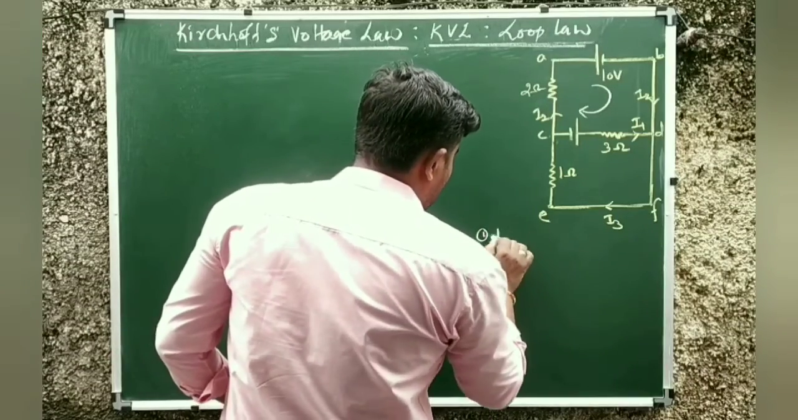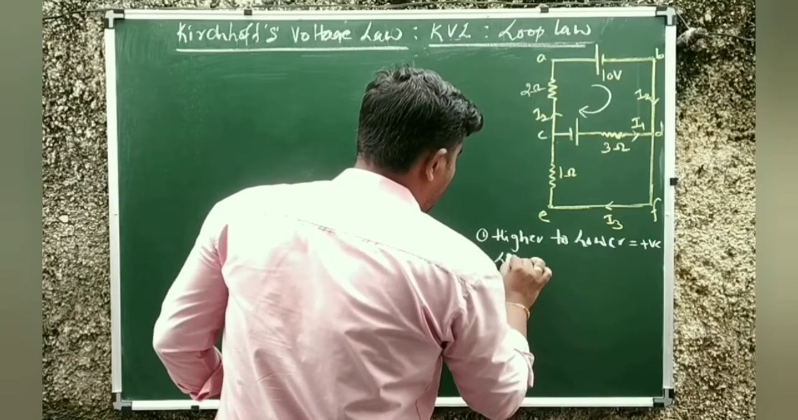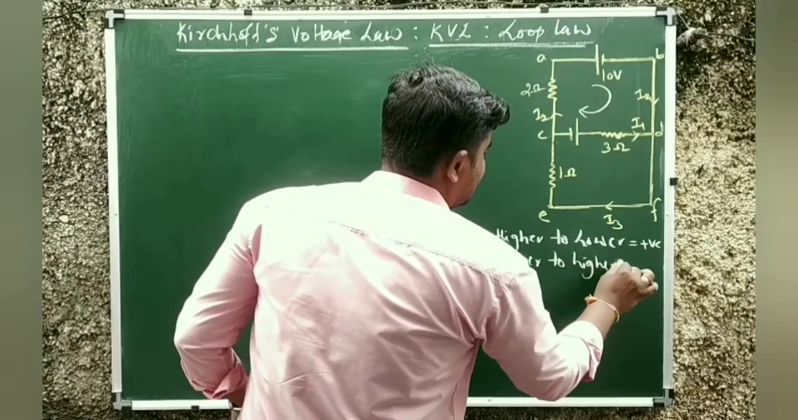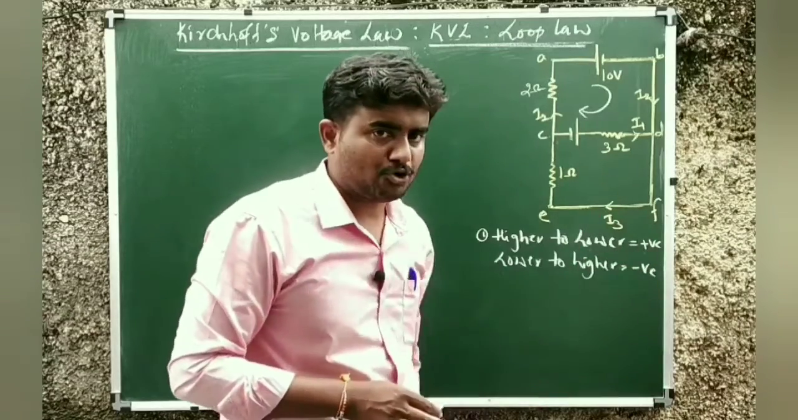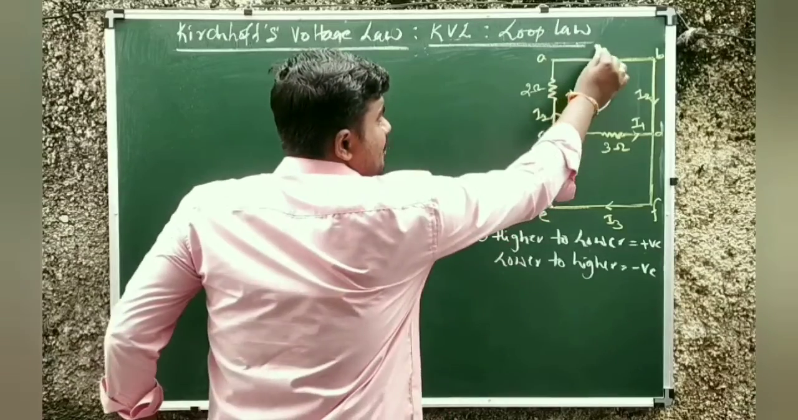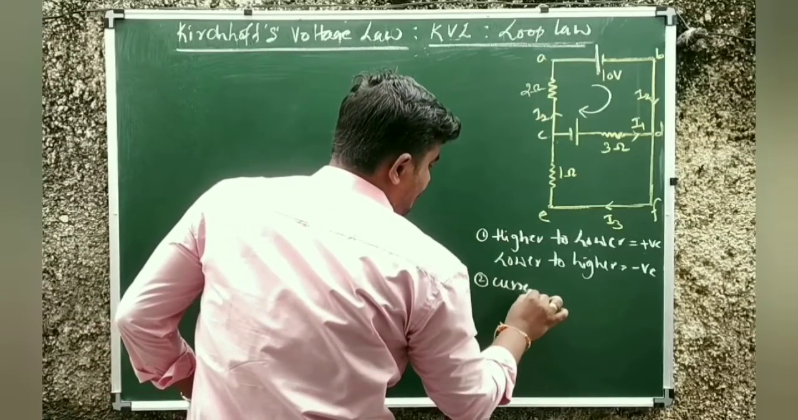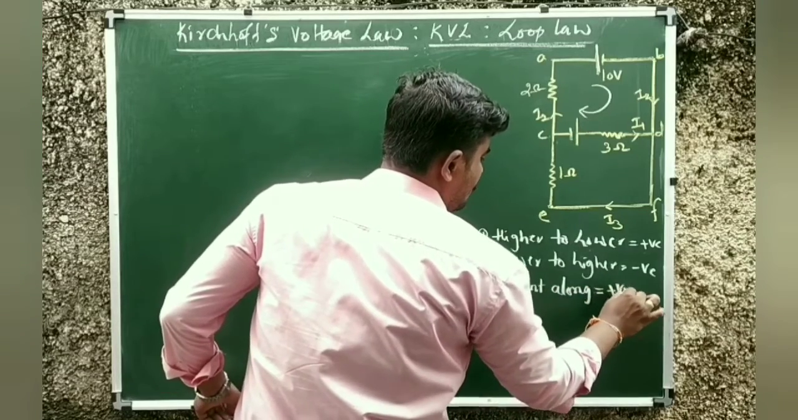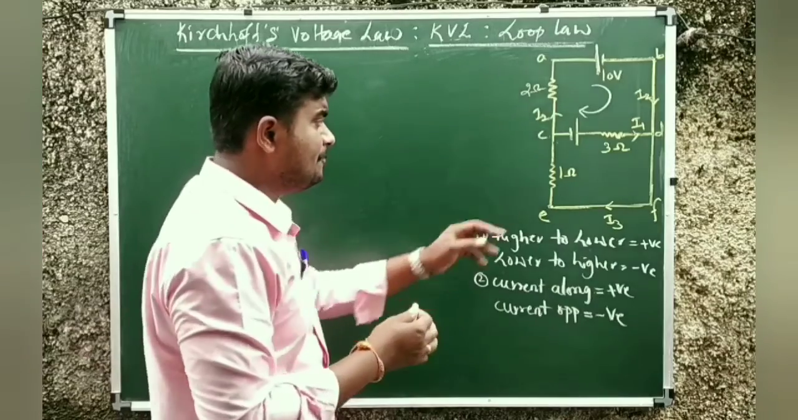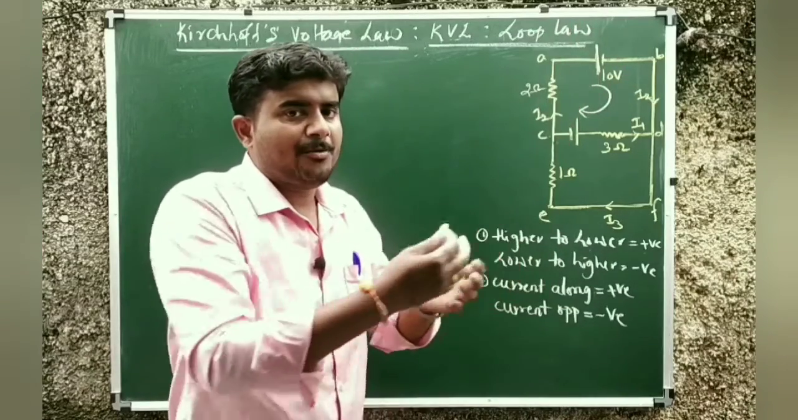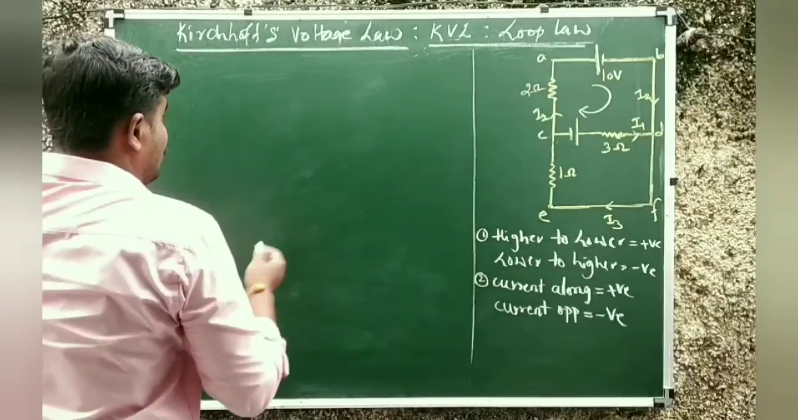First point, higher potential to lower is positive, and lower to higher is negative. In some books, it is reversed actually. From higher to lower, it is taken as negative; lower to higher, it is taken as positive. Not necessary, you can consider this way also, because you find the positive terminal of the battery, therefore you can take positive. Current along is taken as positive, and current opposite is taken as negative. In many books I have read, rise in potential is taken as positive and fall in potential is taken as negative. This way also you can consider. Now we shall apply these sign conventions to solve that illustration.